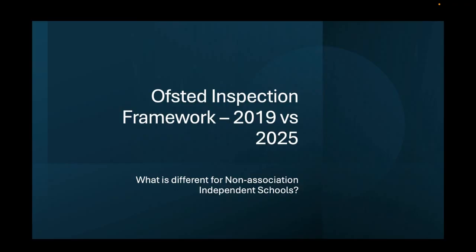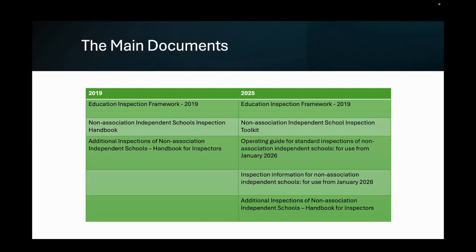This is a video outlining the key differences between Ofsted's inspection framework from 2019 and the recent framework published in September this year. The video will focus on what's different for non-association independent schools only. Let's start by looking at the main documents that contain the information about the frameworks.